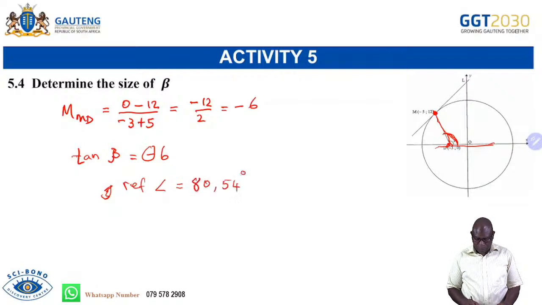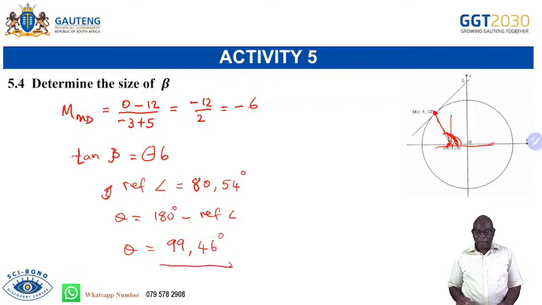The angle that I'm going to get is 80,54 degrees. But if I check that angle here, it cannot be 80. It's more than 90. So my angle will be 180 degrees minus the reference angle. Then theta will be equal to 99.46 degrees. That makes sense because that angle is more than 90 degrees. So if I see the tangent of an angle being negative, we must know that the angle is more than 90 degrees. So we need to do it this way.